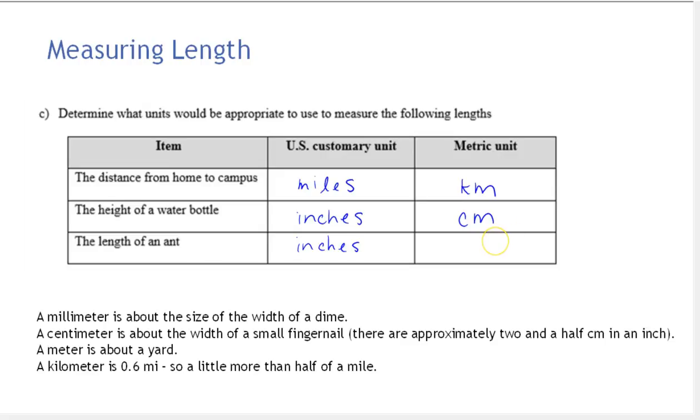In the metric system, I think this is a good opportunity to use millimeters. Okay, so an ant may be about a small fingernail, but it's probably a little bit smaller than that. So there are 10 millimeters in a centimeter, so maybe it's 7 or 8 millimeters. I'm not sure. I haven't measured any ants lately, but the smallness of it is what makes you want to gear towards the millimeters.